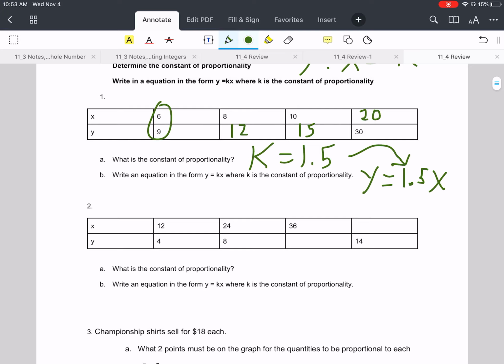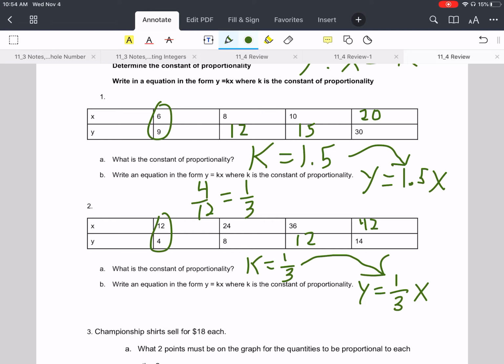Question 2, we're still using the formula y divided by x. 4 divided by 12 as a fraction equals 1/3. So our constant of proportionality is 1/3. 1/3 of 36 is 12, and 14 times 3 is 42. And our equation is y equals 1/3 x. Again, the constant of proportionality goes into the equation.